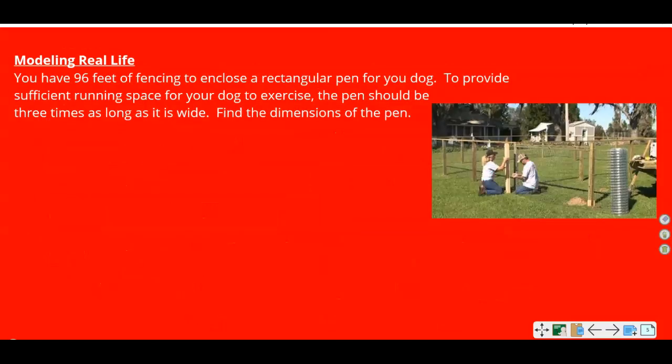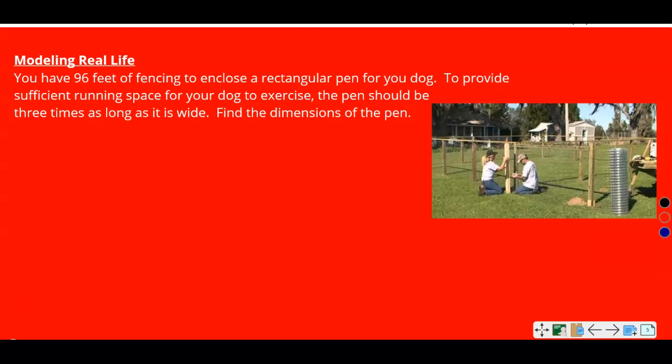All right, we're going to look at another problem. The next problem says you have 96 feet of fencing to enclose a rectangular pen for your dog. To provide sufficient running space for your dog to exercise, the pen should be 3 times as long as it is wide. Find the dimensions of the pen.